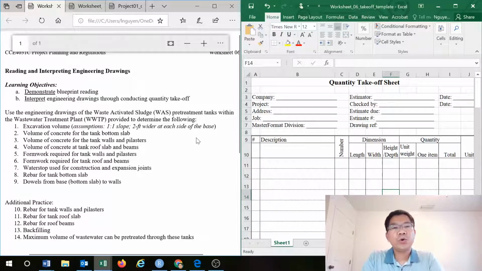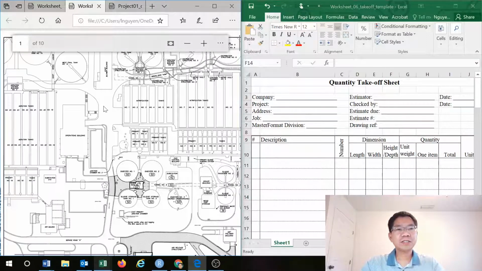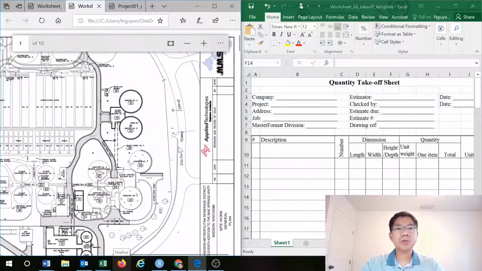In this video we walk through the solution for worksheet 6. In this case, we are reading and interpreting engineering drawings, and the way we apply it is to determine the quantity for each of the items that we list here. For reference, that is the worksheet 6 reference, and that is the project we are going to use.